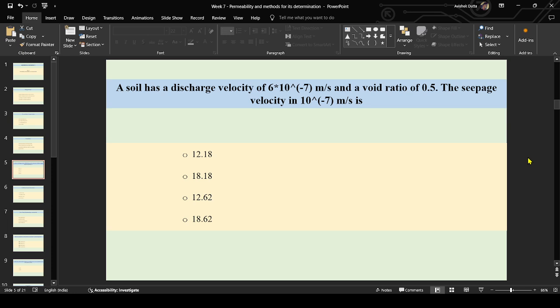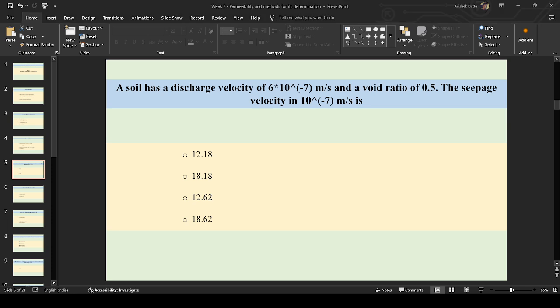So I repeat the question. A soil has a discharge velocity of 6 into 10 to the power minus 7 meter per second and a void ratio of 0.5. The seepage velocity in 10 to the power minus 7 meter per second is.